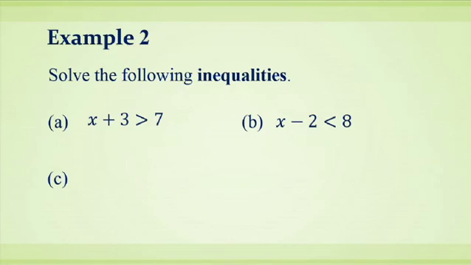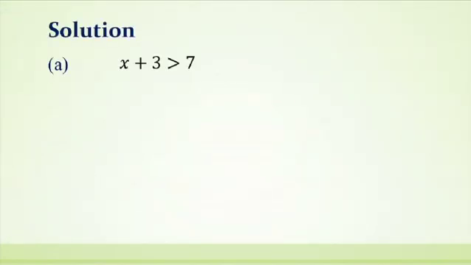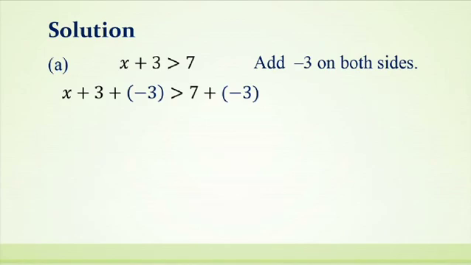Now we have some questions on solving inequalities. So the first part, x + 3 > 7. If you will recall, we are going to use the same concept that we have used in solving equations. So we are going to add the additive inverse of +3 to both sides of my inequality. The only difference is that for equations I have equal to, whereas here I will have an inequality sign. So I will get x > 4.